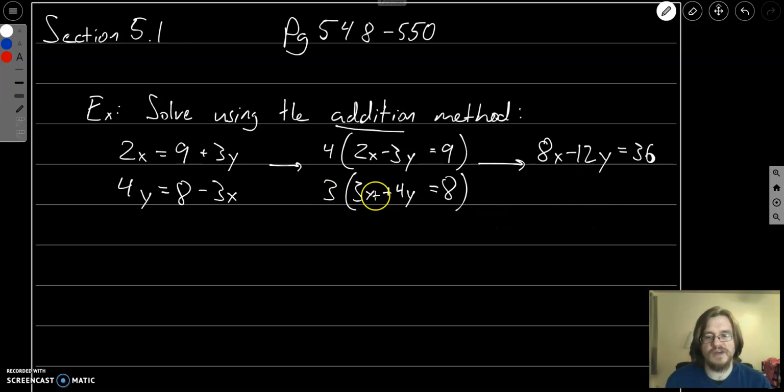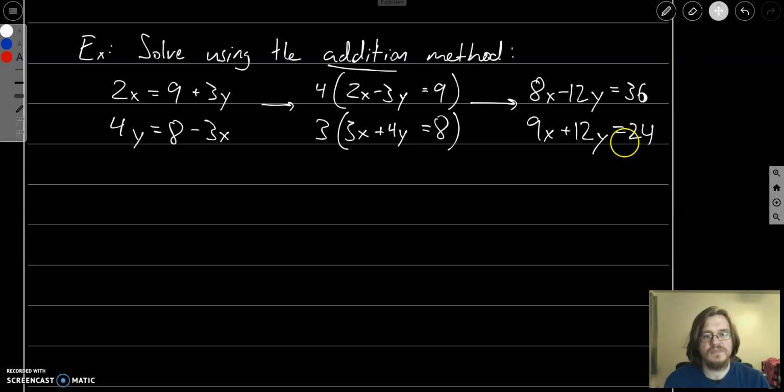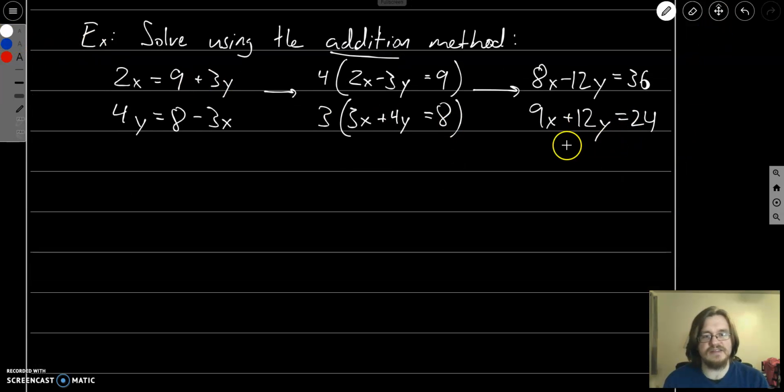On the bottom, we've got 3 times x is 9x. 3 times 4y is 12y. And 3 times 8 is 24. Now we can add these together. And we get 8x plus 9x is 17x. Negative 12y and 12y, those cancel. That adds up to 0. And on the other side, 36 plus 24 is 60.